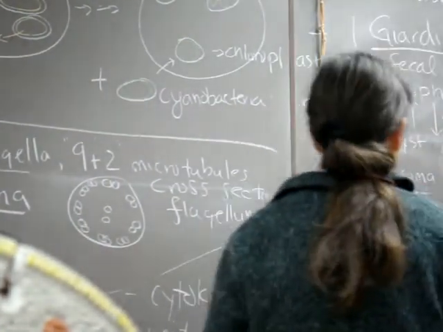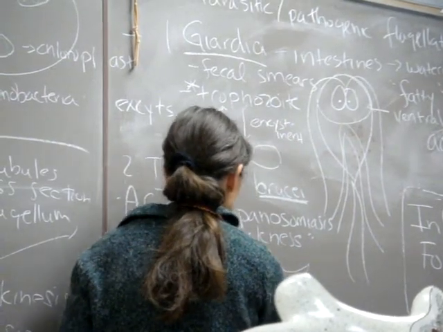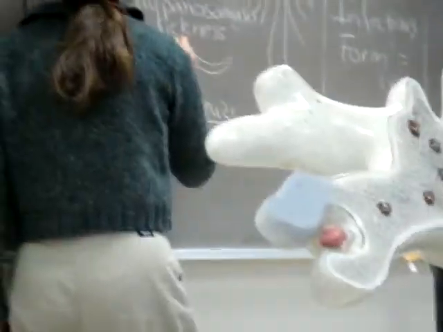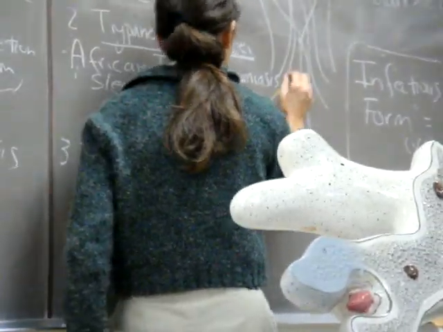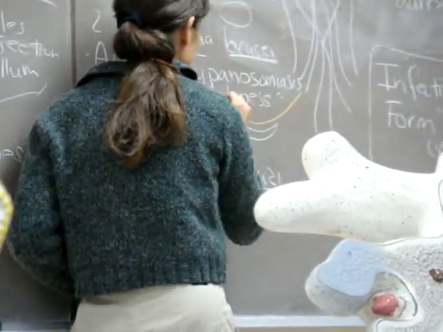Okay, so if we were to cartoon these trypanosomes, this would be the body, and here would be the flagellum, coming back like so, and then the undulating membrane would be here.